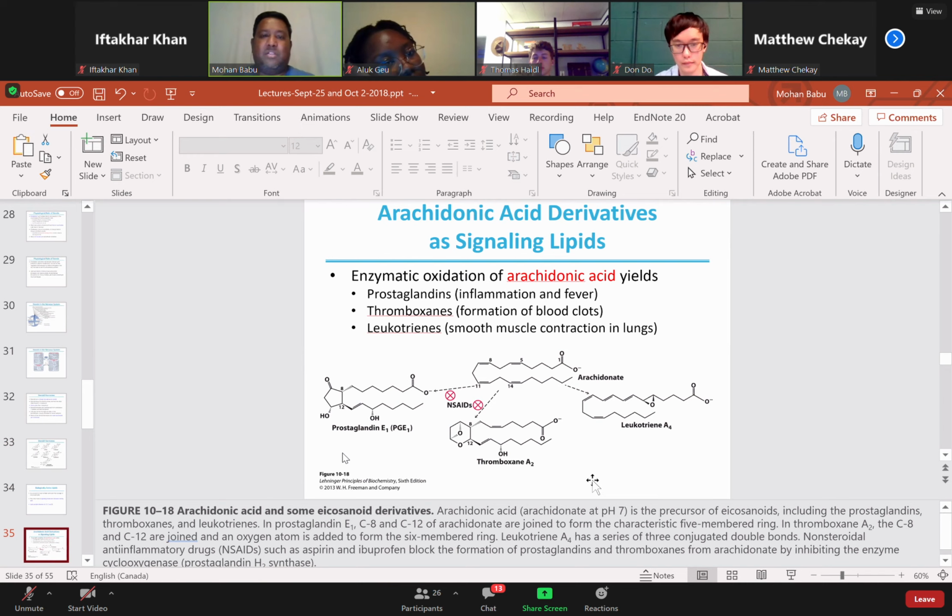Don't worry about all the structures and everything. For example, NSAIDs are non-steroidal anti-inflammatory drugs, such as aspirin or ibuprofen, and all those things. They block the formation of prostaglandins and thromboxanes by inhibiting the enzyme cyclooxygenase. But anyway, that's not the point here. The point is to just learn some examples of those signaling lipids.